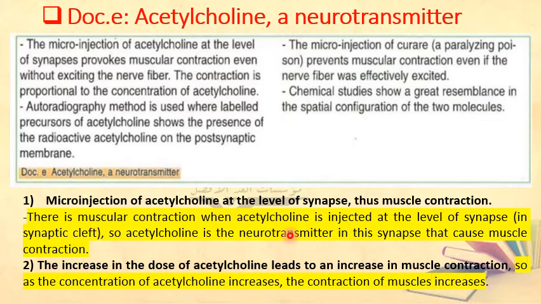So the reaction of the postsynaptic neuron or the effector organ is directly proportional to the concentration of the neurotransmitter, okay? Whatever the neurotransmitter it was, not necessarily acetylcholine. So the concentration of the neurotransmitter is directly proportional to the reaction of the effector organ or of the postsynaptic neuron, okay?